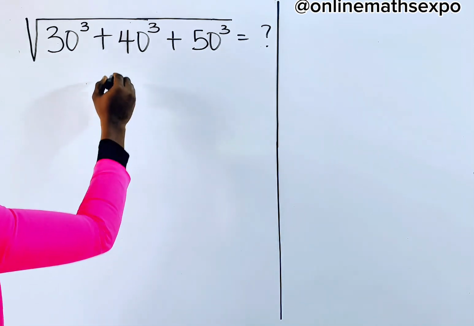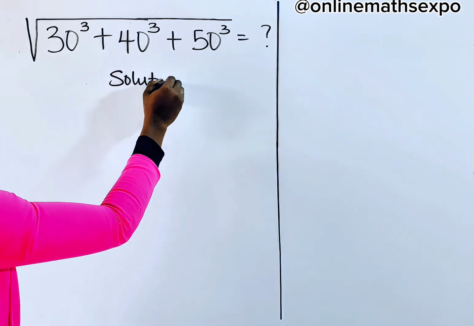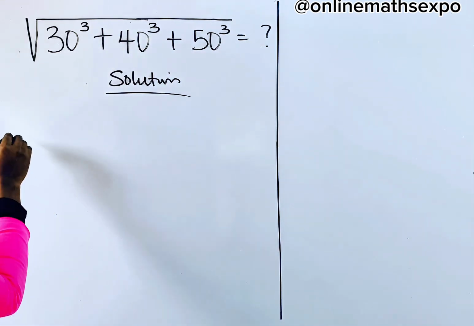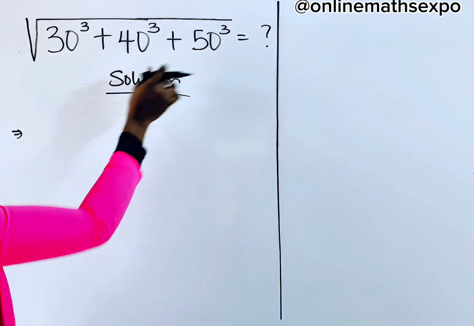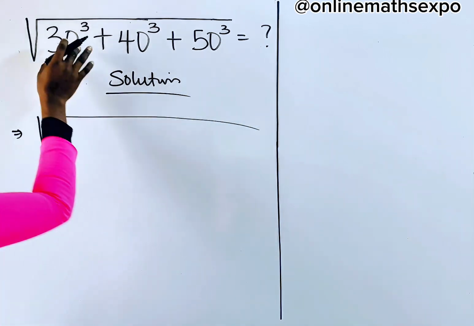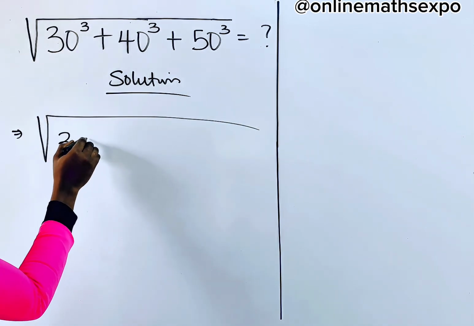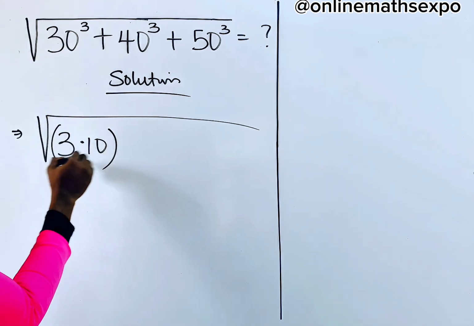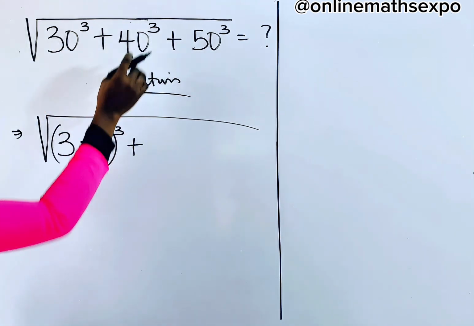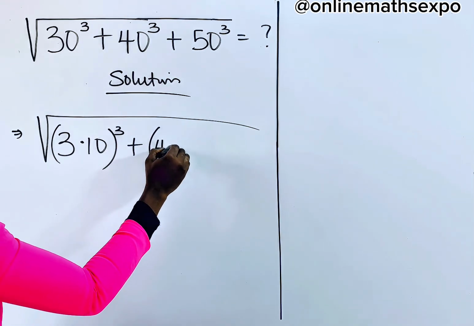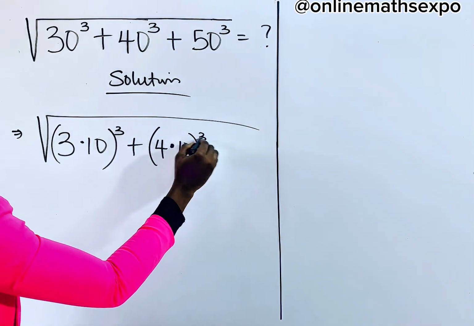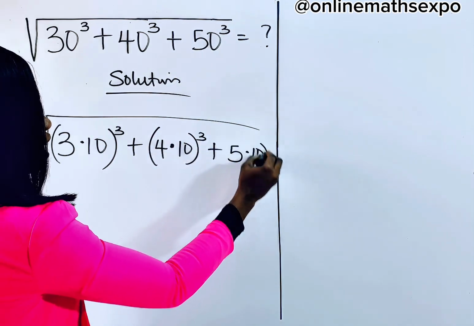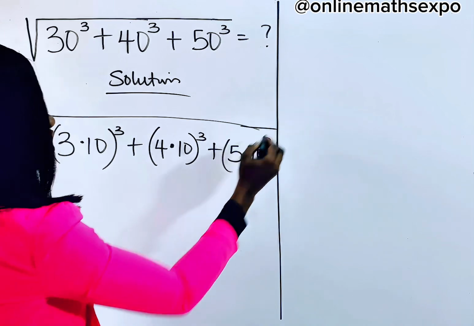So we're going to begin with the solution, okay? So this is what we have. Now for this, just remember that this can also be written as 3 multiplied by 10, okay? That will still give you 30. So you raise it to the power of 3, then plus, do the same here. We have 4 multiplied by 10 to the third power, plus this is the same as 5 multiplied by 10 to the third power. Interesting.